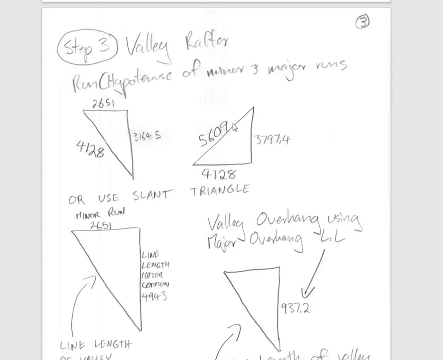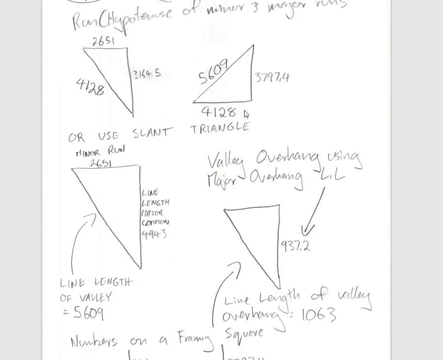Now that's one way we could do it. Another way we can do it is use the slant triangle. So this would be the triangle that's not in the horizontal dimension anymore. It's been brought up into the slope of the roof, where we use the line length of the major common and the minor run, and we will now proportion that off against, we'll calculate the hypotenuse of those two numbers, and you notice that we get the same number here.